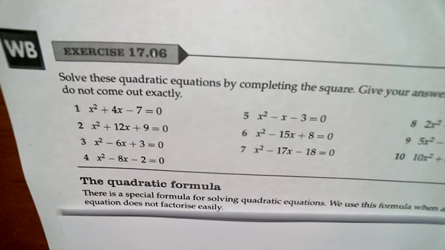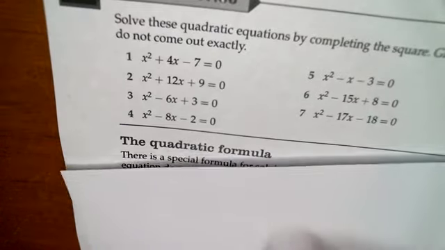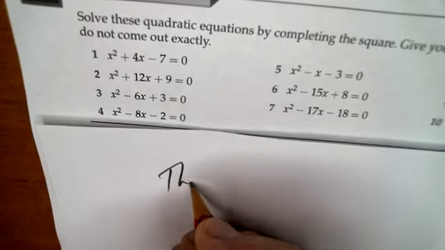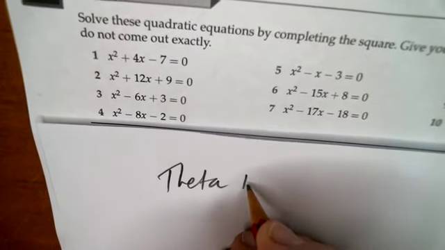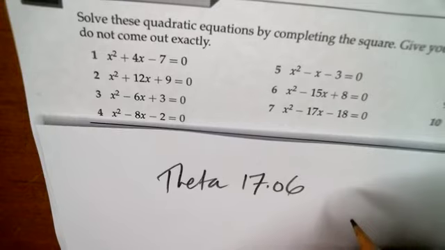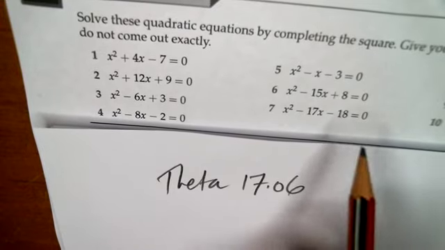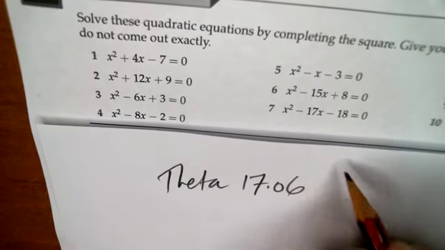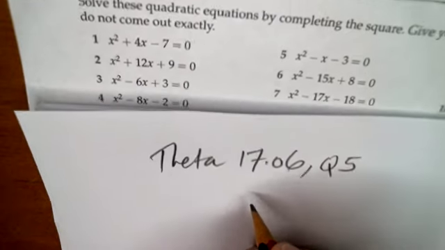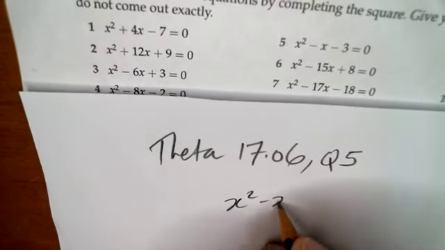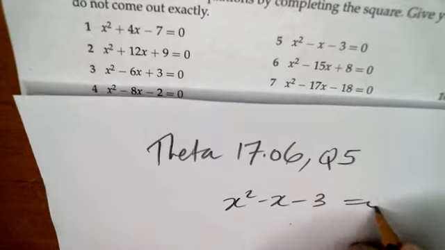All right, it'd be nice to have a look at this one. This is 1706, from the Theta mathematics book. It's 17.06, completing the square. I've been asked to do question 5, so let's write this out. I've got x squared minus x minus 3 equals 0.